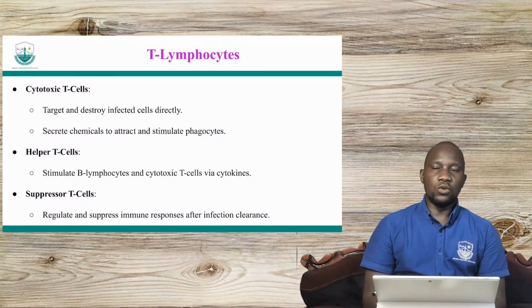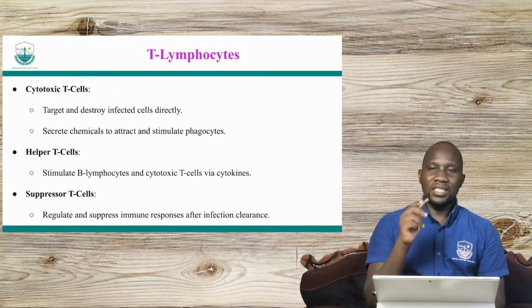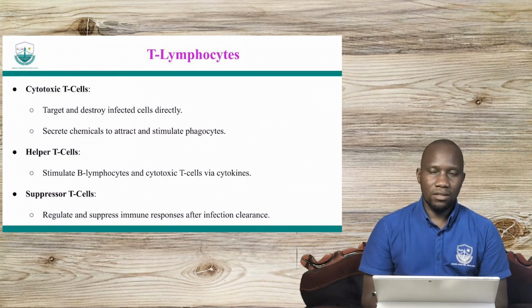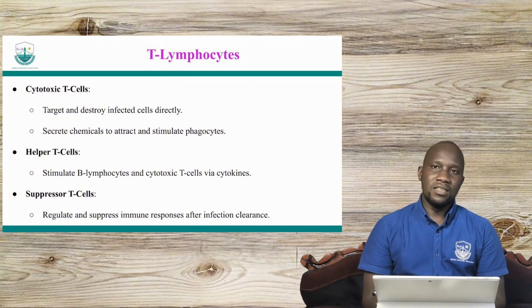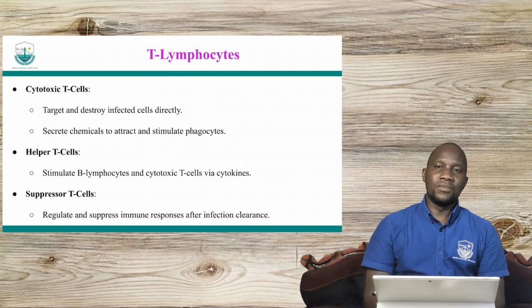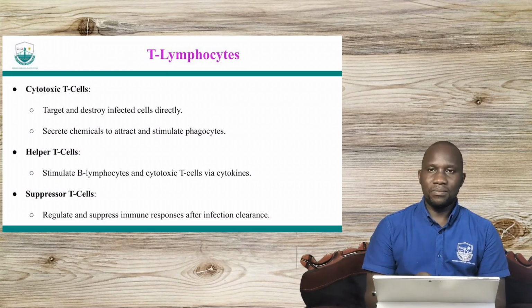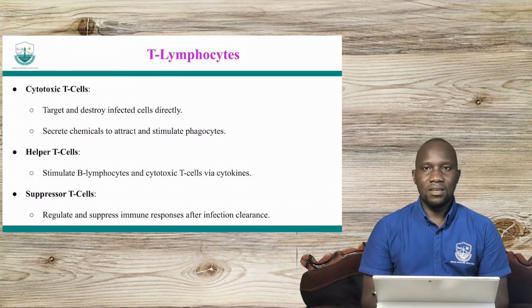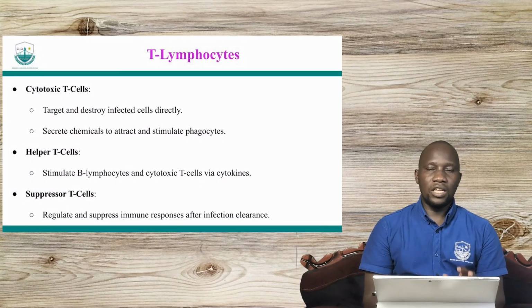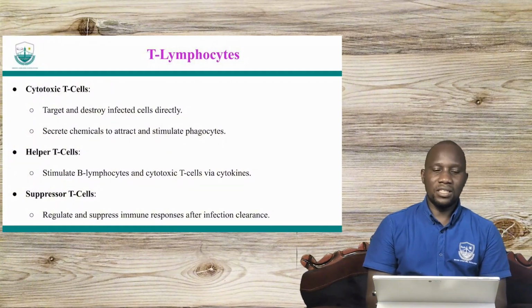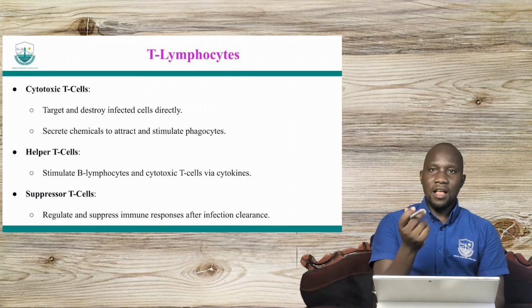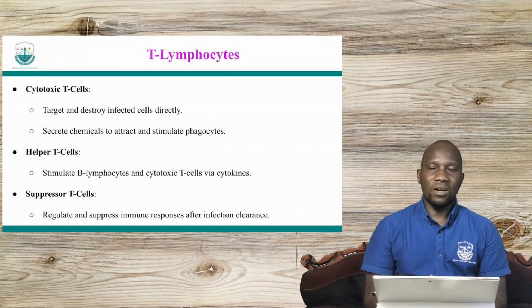So what do these cells actually do? Cytotoxic, if you hear the word cytotoxic, it kills the cells. If we talk about cytotoxic drugs, it means that those drugs act on microbes and they can kill the microbes or they can kill the cells. So cytotoxic T cells kill directly, or they can secrete chemicals that attract more phagocytes to come and kill.